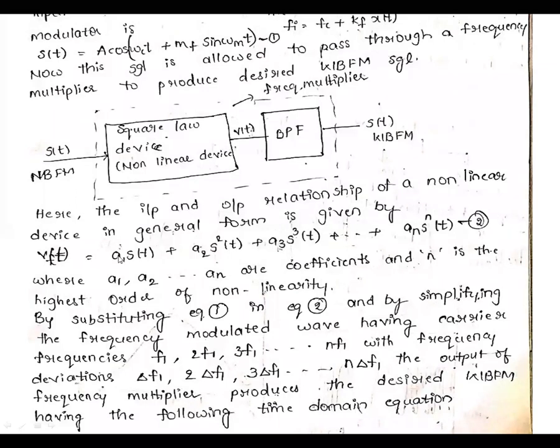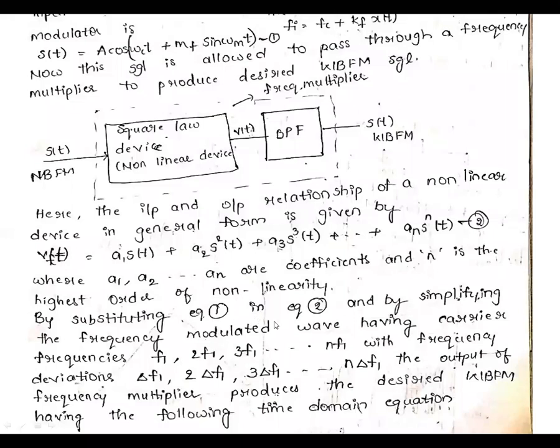V(t) is the non-linear relation to S(t). That is, V(t) equals A1 into S(t) plus A2 into S squared(t) plus A3 into S cubed(t) plus so on, up to An into S to the power of n(t). This is the non-linear relation between the output and input of the non-linear device. That is equation 2. Here A1, A2 and An are the coefficients, the non-linear constant values.